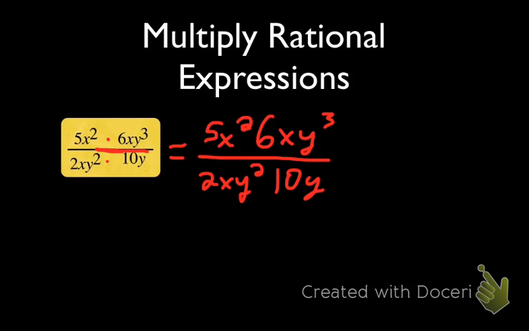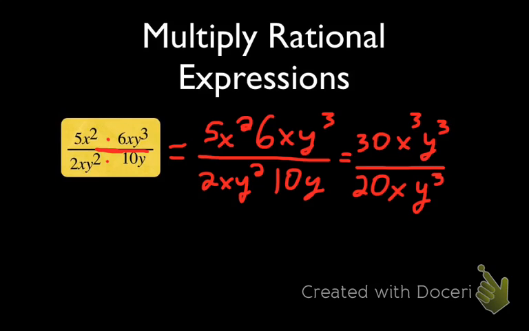Now, let's simplify that thing on top first. 5 times 6 is 30. X squared times x is x cubed, and y cubed I can't change. Divided by 2 times 10 is 20. X, well, that's just x. And then y squared times y is y cubed. Looks like the y cubes go away. Oh, how nice. Looks like also 30 over 20. Don't I end up with 3 over 2?